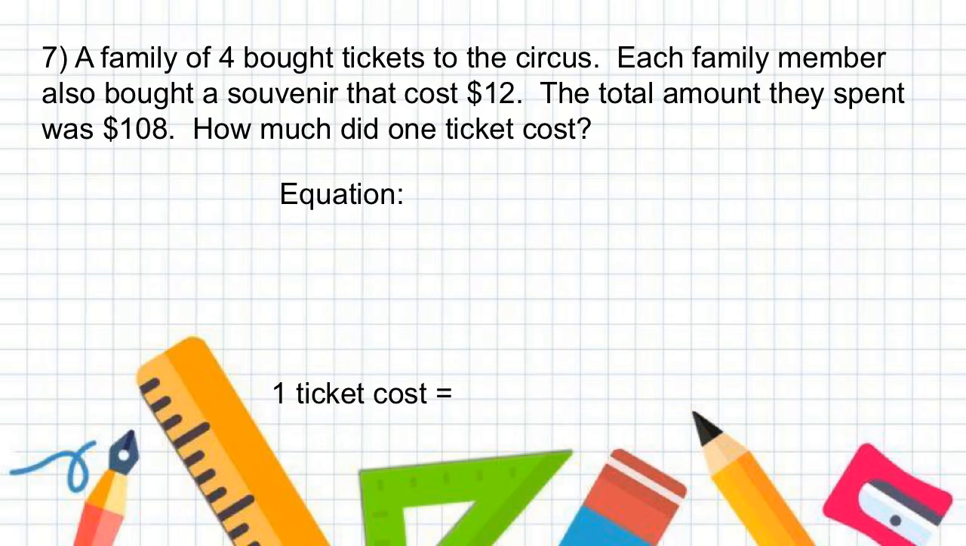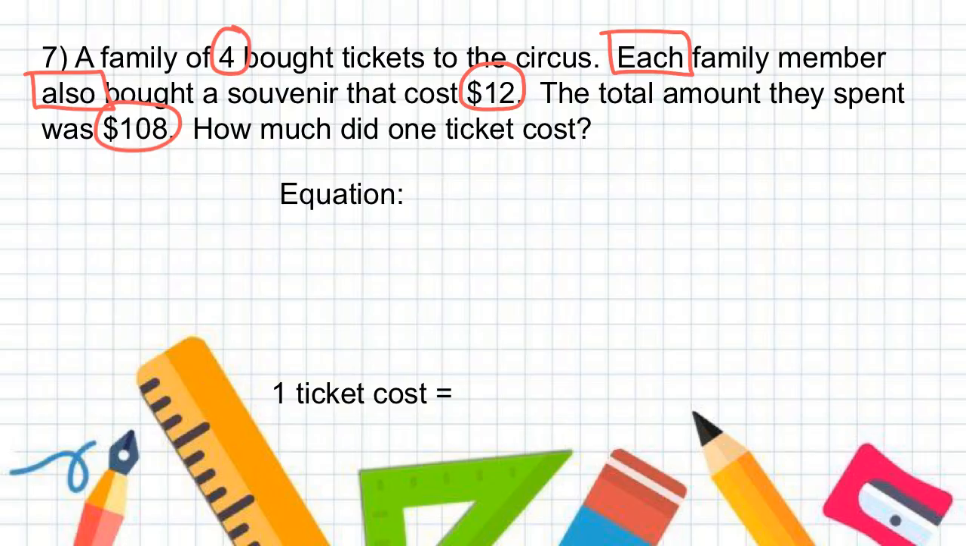This is problem number 7, our last problem. It says a family of 4 bought tickets to the circus. Each family member also bought a souvenir that cost $12. The total amount they spent was $108. How much did one ticket cost?